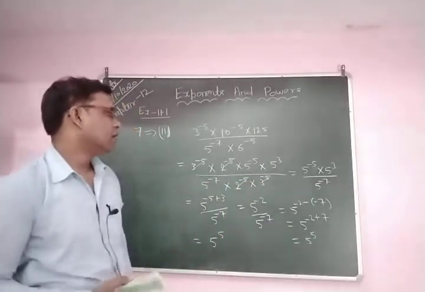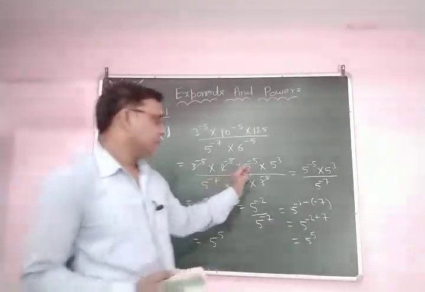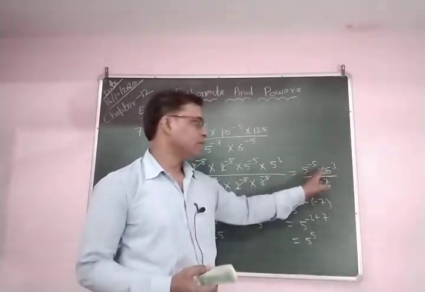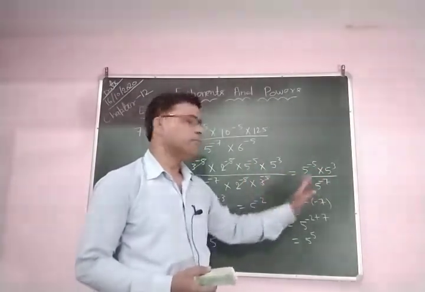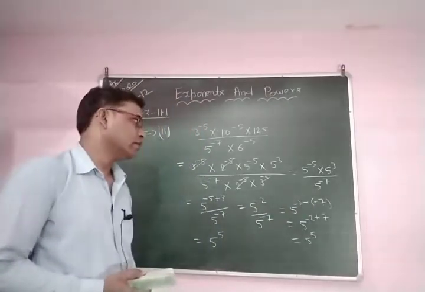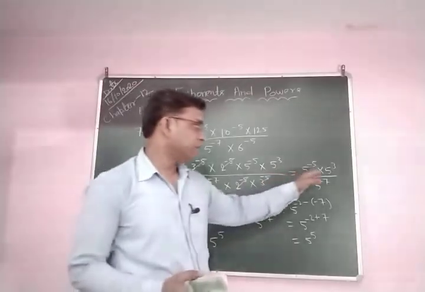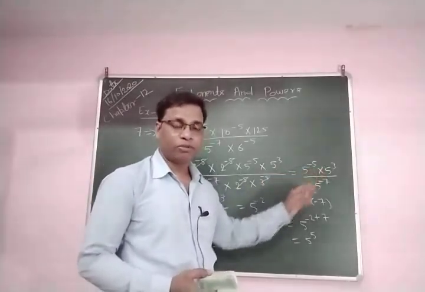Now we have 5 power minus 5 into 5 power 3 divided by 5 power minus 7. This is clear. Okay, so you can see this is the case of multiplication, the bases are the same, so the powers will add.